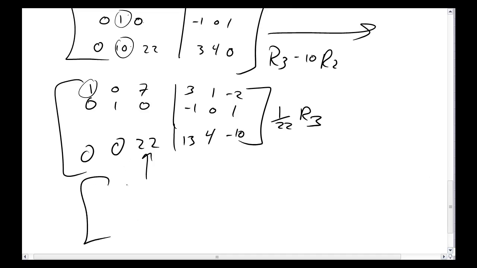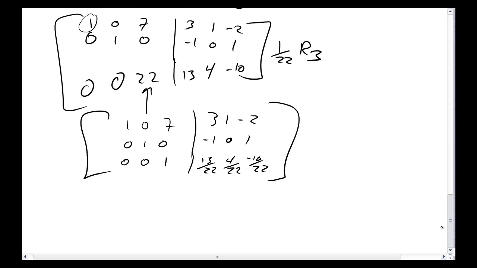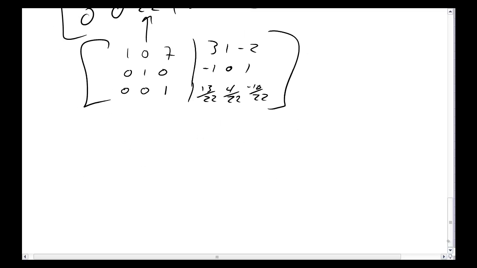All my other rows are going to stay the same, so I have 1, 0, 7, 3, 1, negative 2. I've got 0, 1, 0, negative 1, 0, 1. And now row 3 is going to change. 1 over 22 times 0 is 0, times 0 is 0, times 22 gives me 1. Then I get 13 over 22, 4 over 22, and negative 10 over 22. I'm going to reduce and simplify this just a little bit on the bottom row before I do anything else.